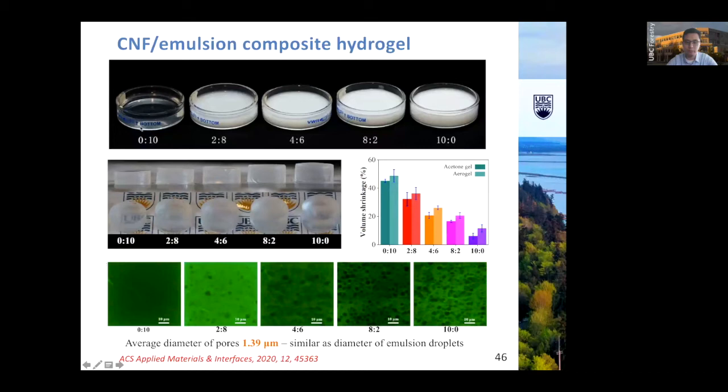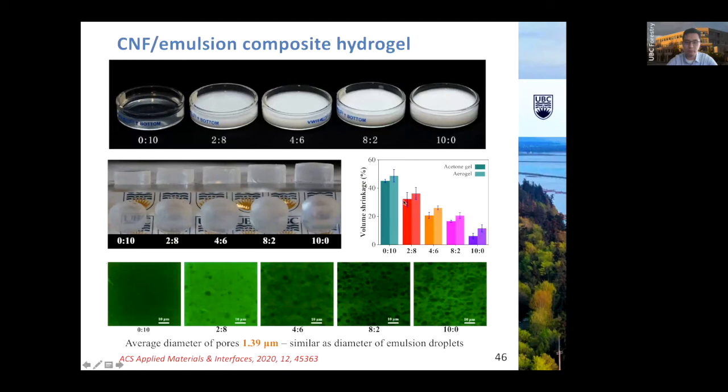This is without emulsion, so it's transparent. And this is with different content of emulsion: 2%, 20%, 40%, and up to 100%. It shows a milky white structure because of light scattering. After that, we can use solvent exchange to remove the oil inside of the emulsion. After removing the oil, it becomes transparent. We use acetone to remove the hexadecane.